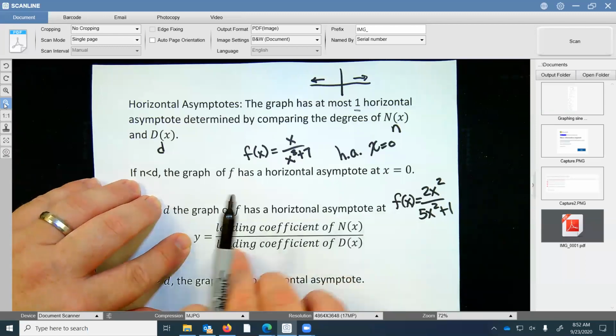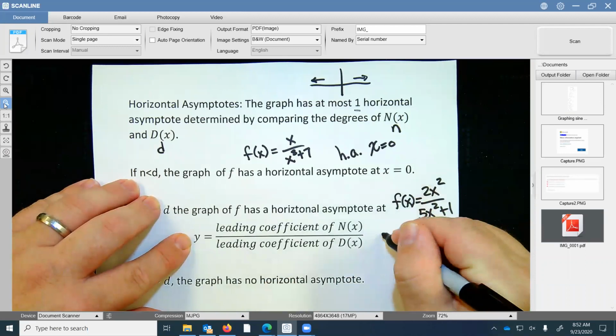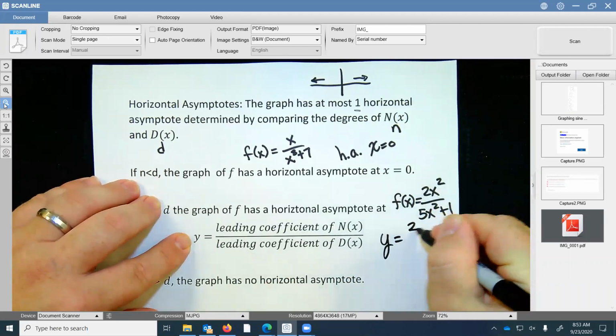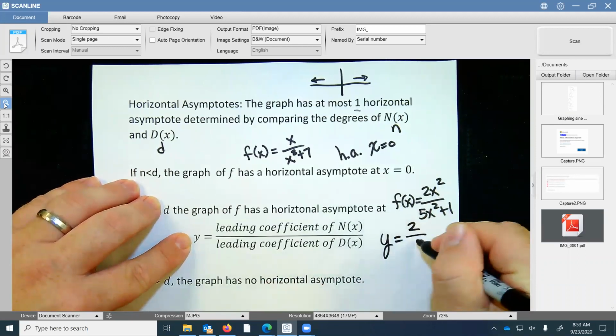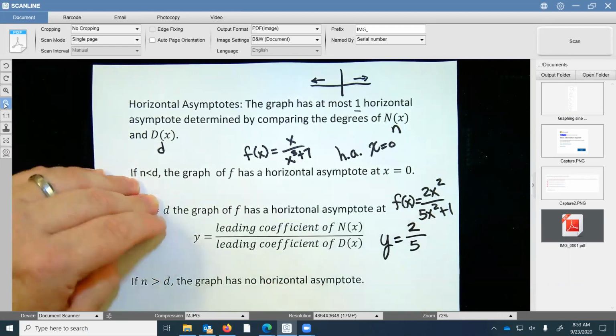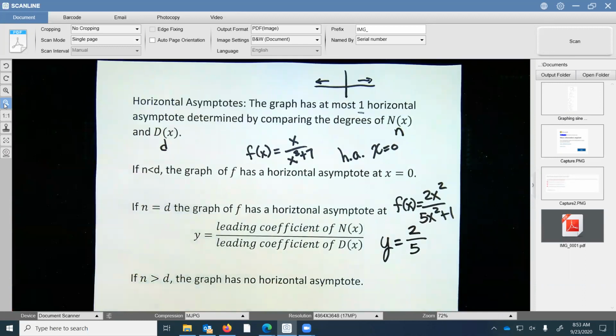So all I have to do is look at the leading coefficient of my numerator, which is the number in front of the highest power. That's 2. What's the leading coefficient of my denominator? That's 5. So I'm going to have a horizontal asymptote at 2/5. At either end of the function, it's going to approach 2/5.